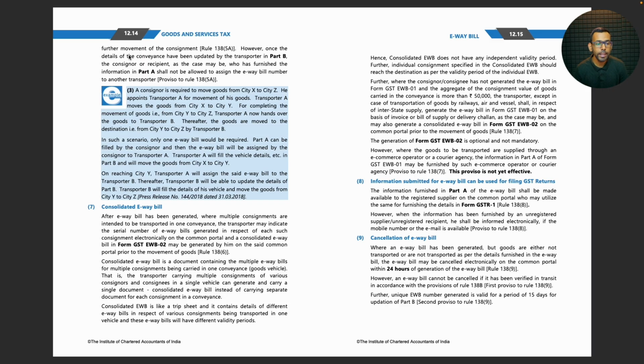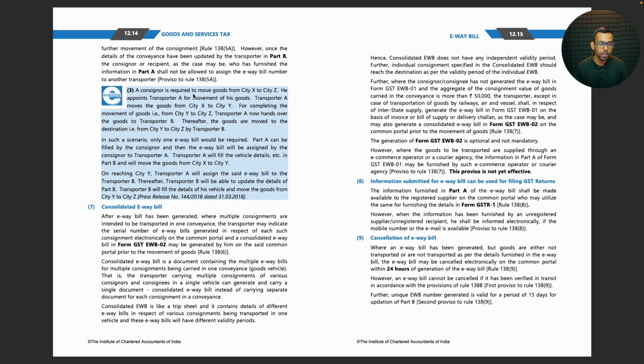However, once the details of the conveyance have been updated by the transporter in part B, the consignor or recipient, as the case may be, who has furnished the information in part A shall not be allowed to assign the e-way bill number to another transporter. Proviso to rule 138 5A.